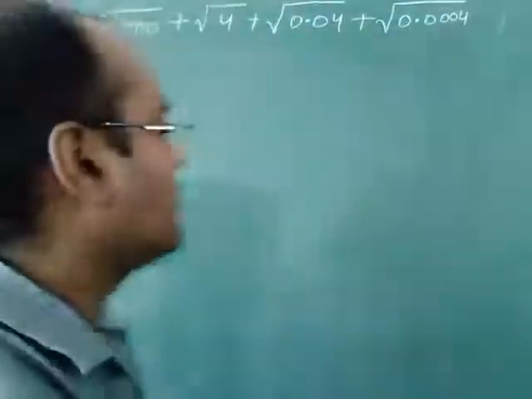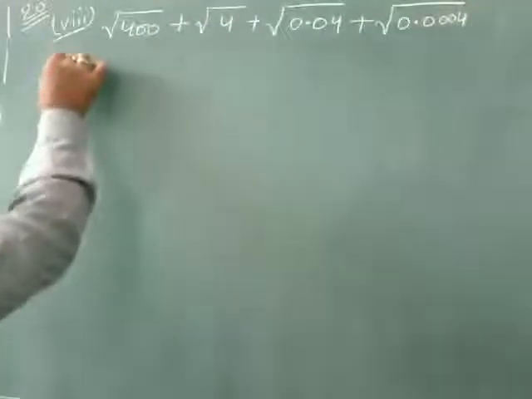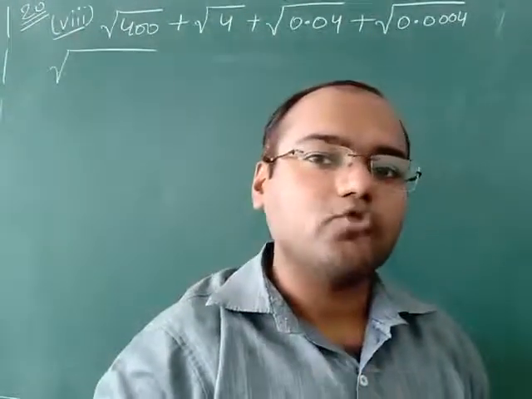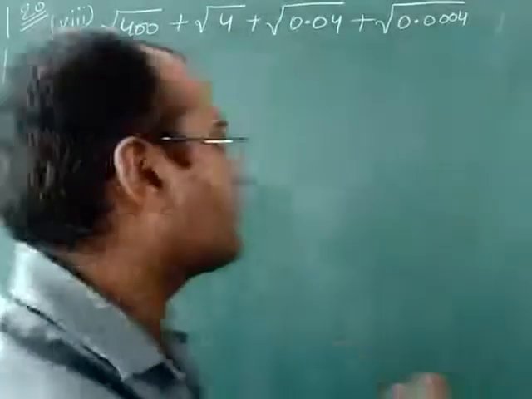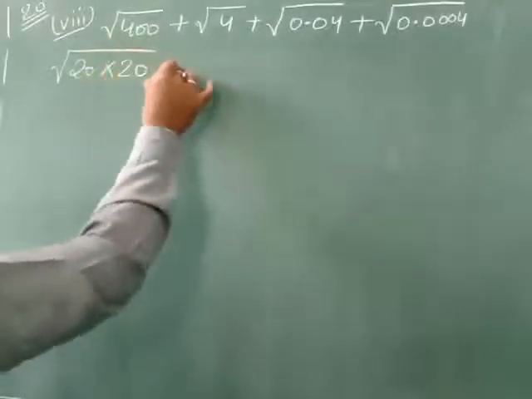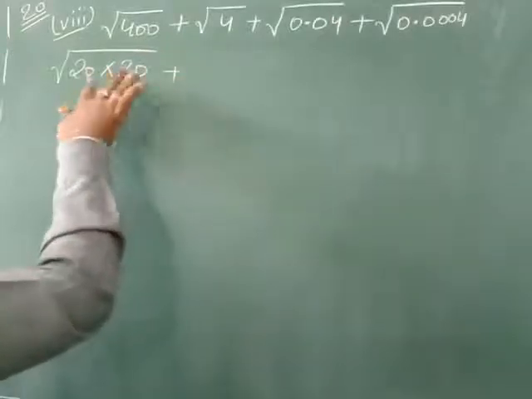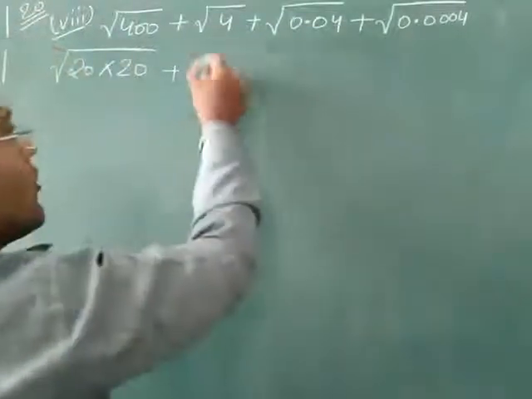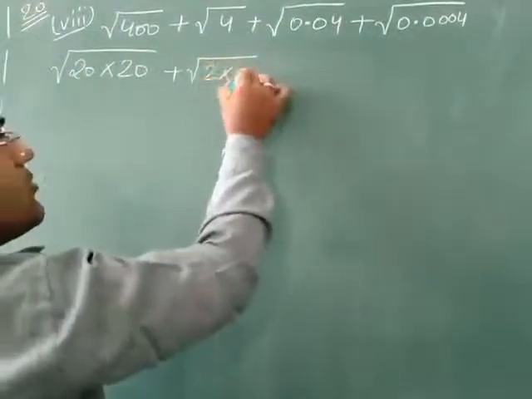Now what will we do? Square root 400 is given. 400 we can write as 20 into 20. 2 times 2 is 4 and the last 2 zeros will come at last, so this will become 20. 4 also we can write as 2 into 2.